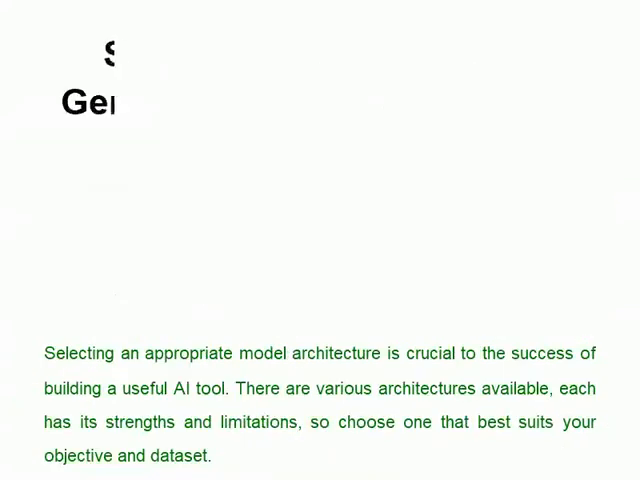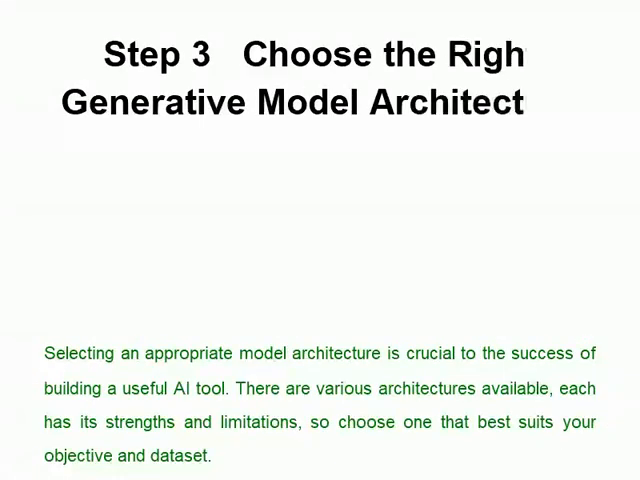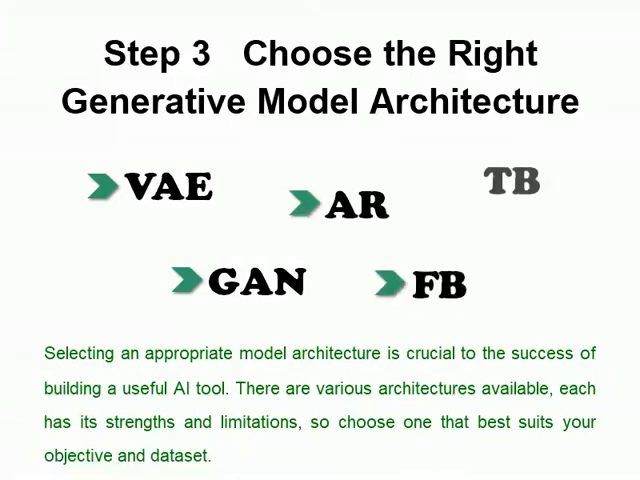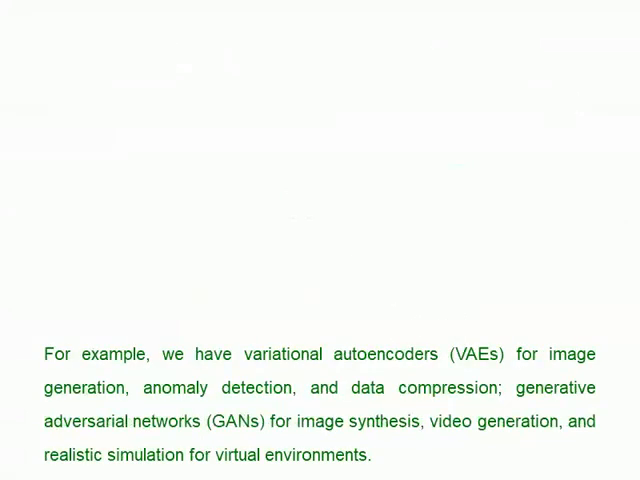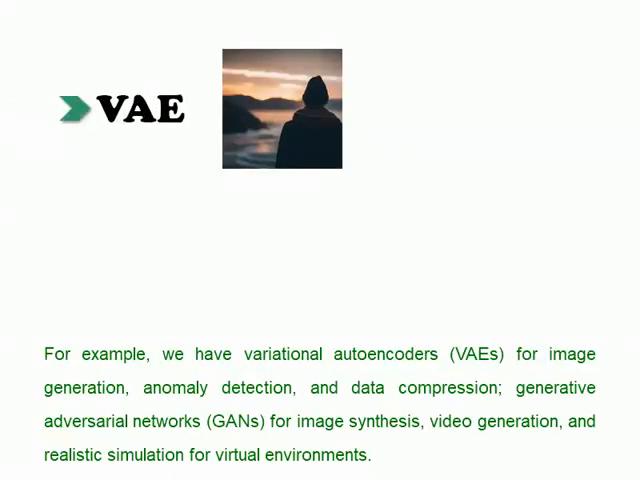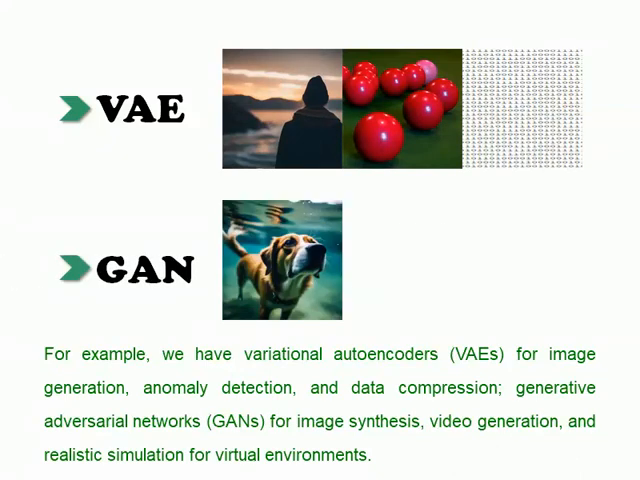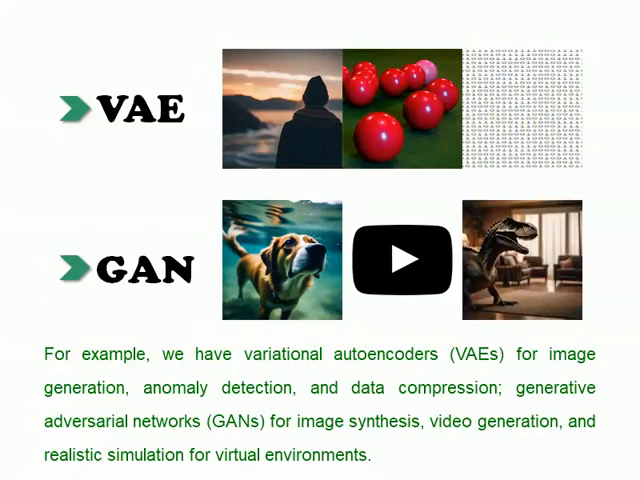Selecting an appropriate model architecture is crucial to the success of building a useful AI tool. There are various architectures available, each has its strengths and limitations, so choose one that best suits your objective and dataset. For example, we have variational autoencoders, VAEs, for image generation, anomaly detection, and data compression, generative adversarial networks, GANs, for image synthesis, video generation, and realistic simulation for virtual environments.